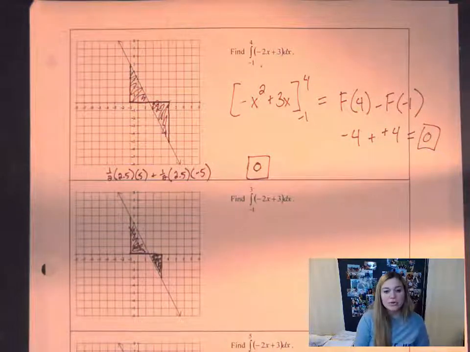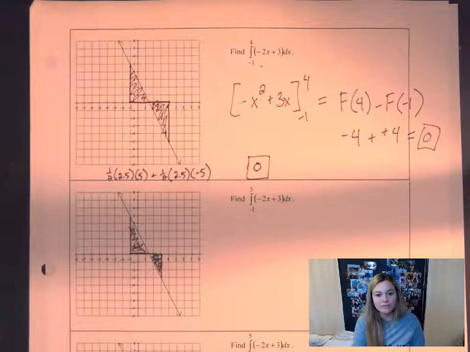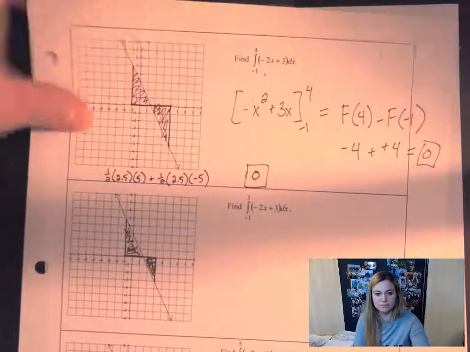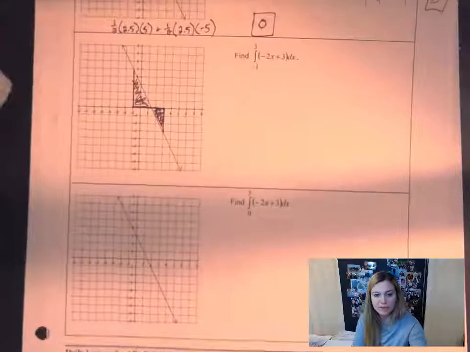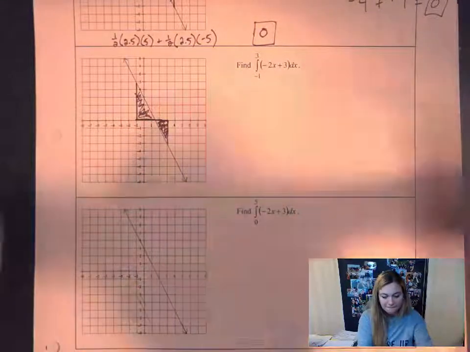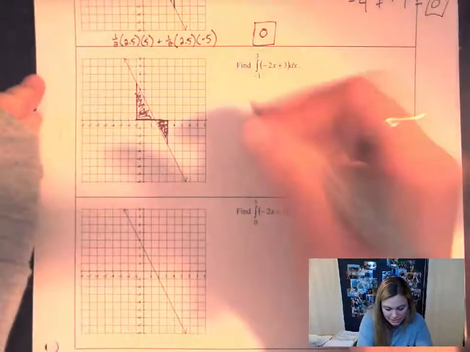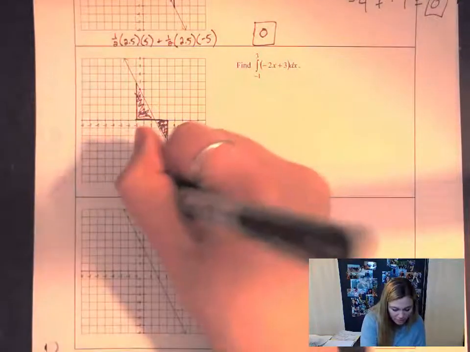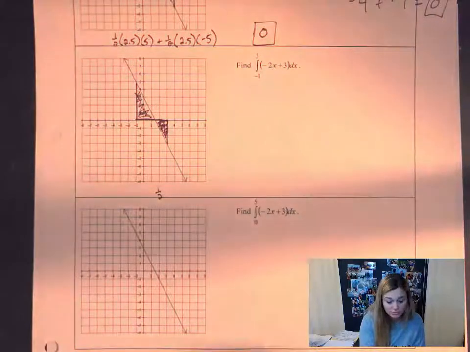Is this area going to be positive or negative? Or I could say, is the value of this integral going to be positive or negative? Positive, because there is more area above the x-axis than below it. Let's do it, if I were to find the area of this, I'm just going to do it on the side. And you can do it too.